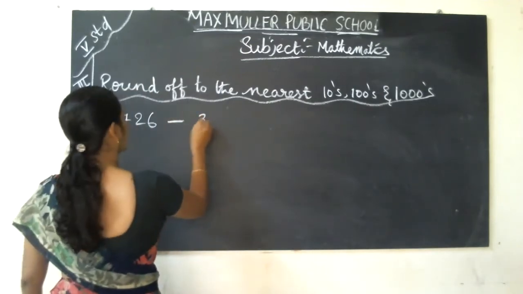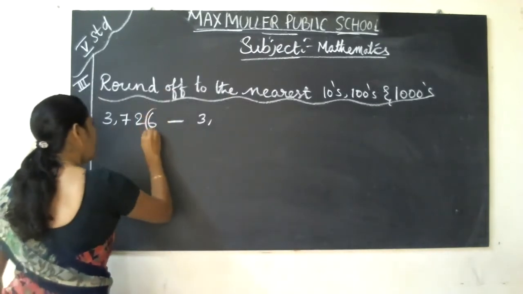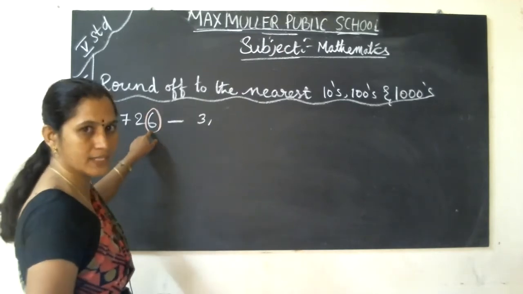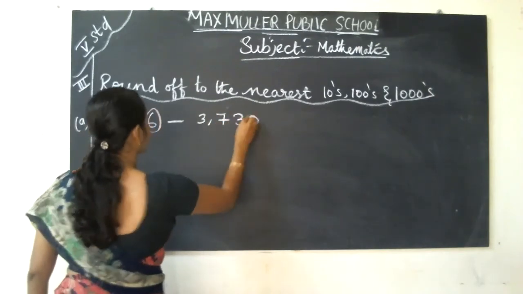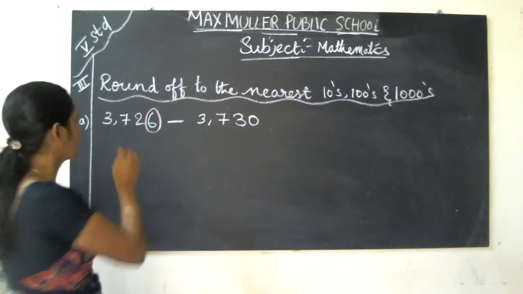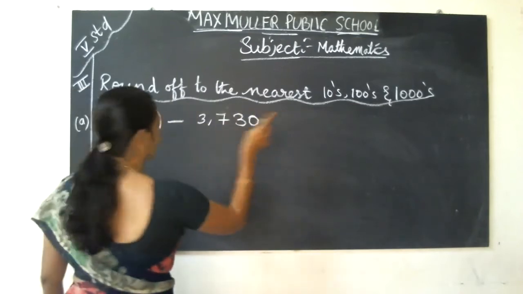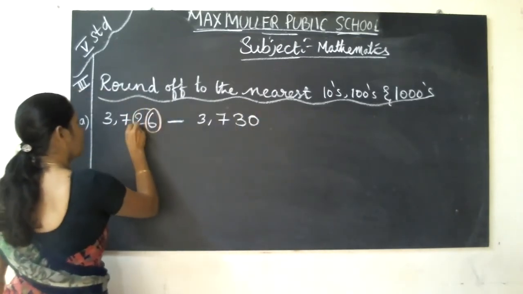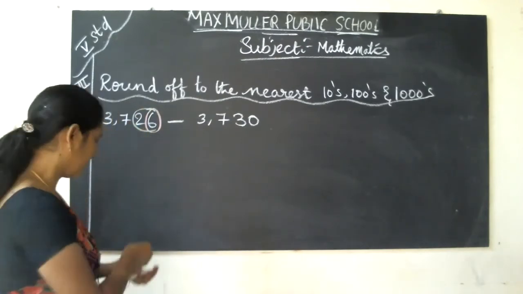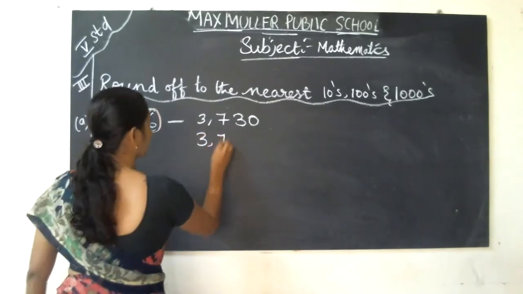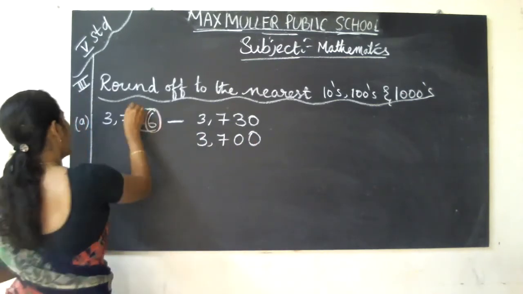Okay, 3,726. First we have to see, for tens, what I told: you have to see the ones column. Ones column, what number is there? 6 is there. So 6 means rounded to the next tens because 6 is greater than 5. Next we have to see the tens column. For hundreds you have to see the tens column. What is the tens? 26 is the number in the tens column. So 26 is less than 50. So 3,700. Next we have to go to the hundreds column.